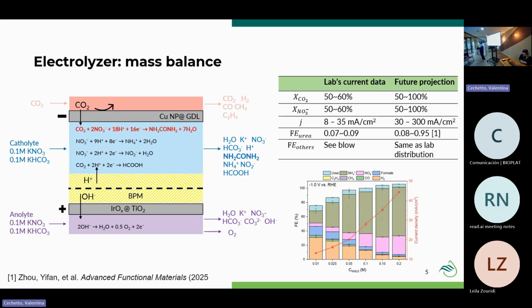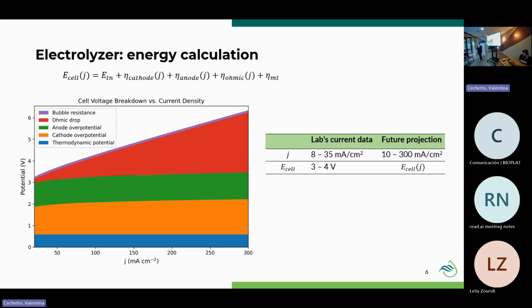But then we need to know what the proper target is for that. So we did a mass balance for that, and also we did energy consumption. In this energy consumption, we built a relationship between the cell voltage and the current density. Basically, the cell voltage is related to thermodynamics and also overpotential at the cathode and the anode, and also the ohmic loss, and also the transport limitation. We multiply the cell voltage by the current to get the energy consumption for the electrolyzers.